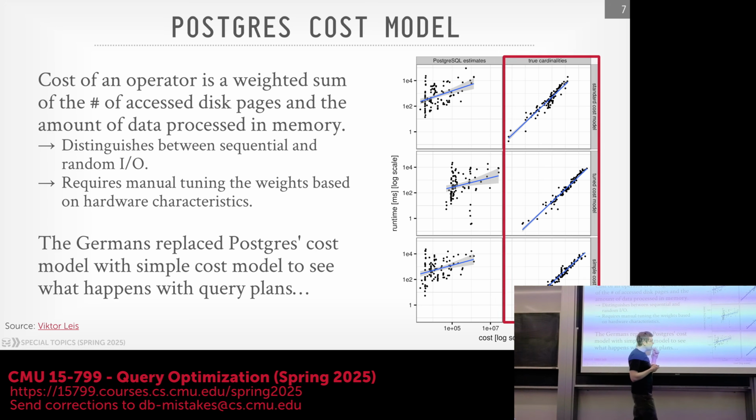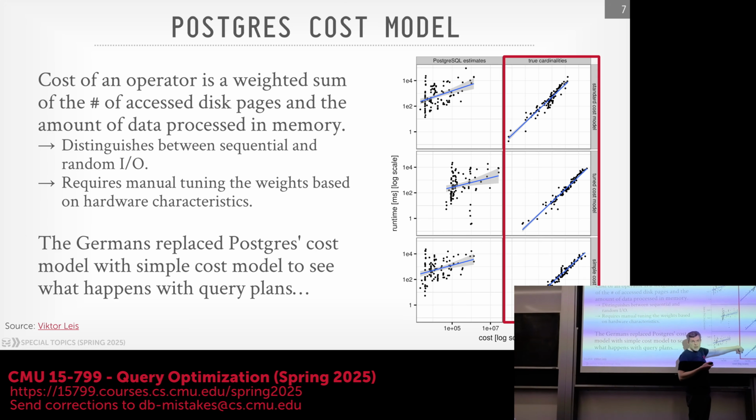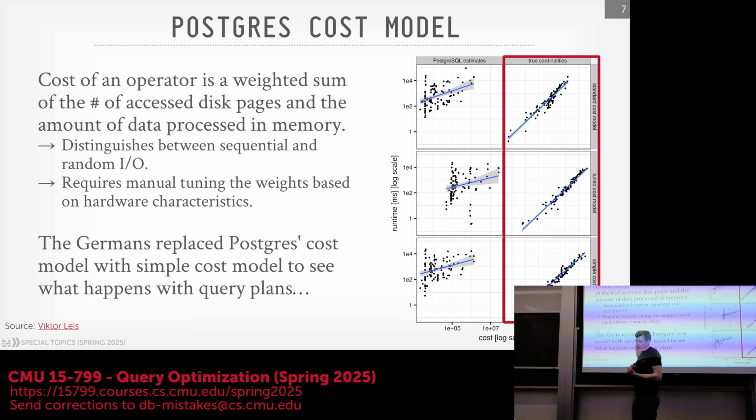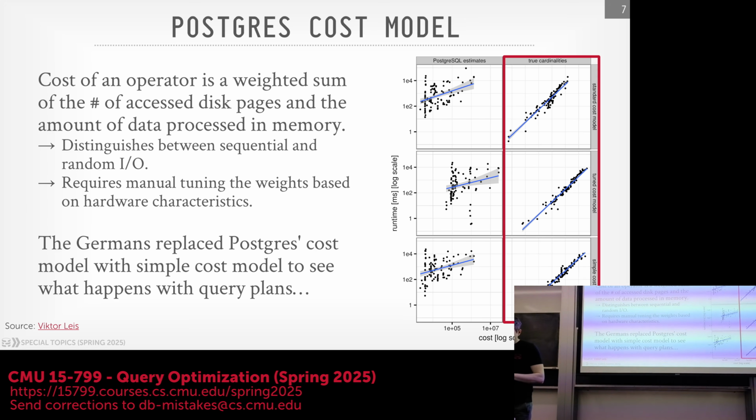And the main takeaway from the Germans' analysis is that you don't actually need a fancy cost model to get better query plans. It really comes down to, can you have better cardinality estimations, right? So if you're building a database system or a query optimizer, you're better off spending your time making your estimations better rather than making a more sophisticated query cost model.